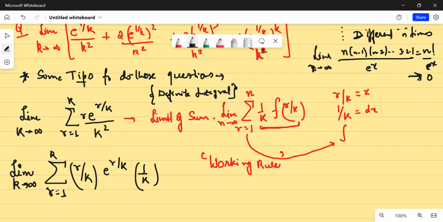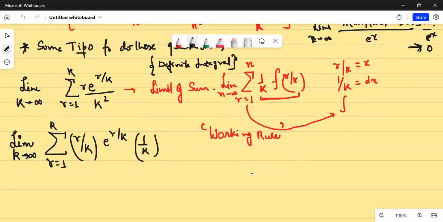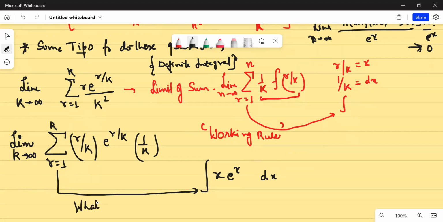So this is how you can do these questions. I told you, you have to replace your 1 by k by dx. So I've replaced 1 by k as dx. And you have to replace r by k as x. So instead of r by k, I'm writing simply x. And instead of summation, I'm writing integration. Now you will be saying that, okay, you're replacing your summation by integration. Now you'll be prompted to ask, what about limits?